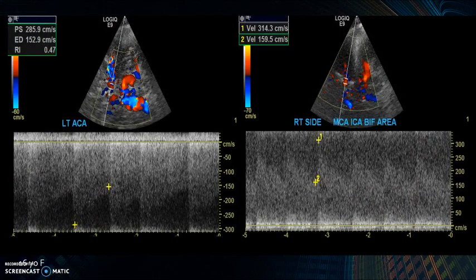This is a 16-year-old female with velocities in the ACA of 286 centimeters per second. This is peak systolic velocity. And they had a hard time getting the MCA on the right side, but the velocities were a little overestimated here, but about 314 centimeters per second. This patient ended up having ACA and MCA stenosis.